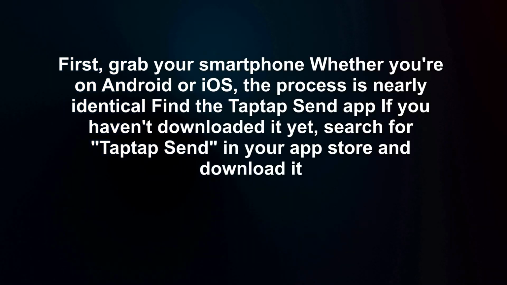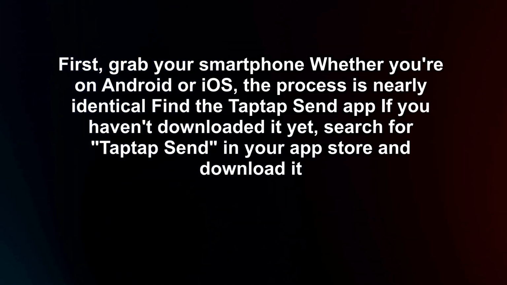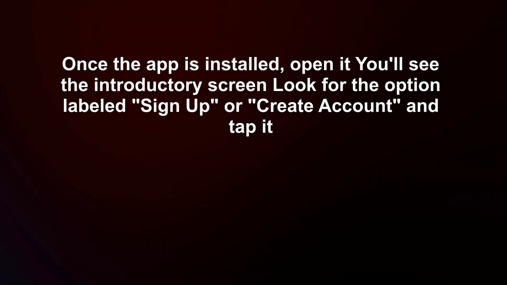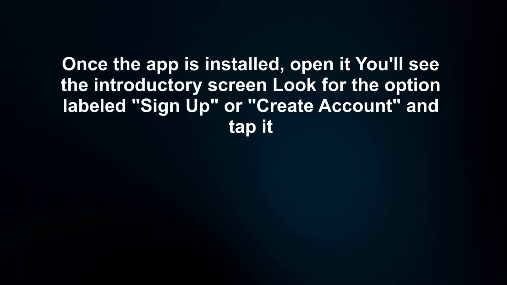Find the Taptap Send app if you haven't downloaded it yet. Search for Taptap Send in your app store and download it. Once the app is installed, open it. You'll see the introductory screen. Look for the option labeled Sign Up or Create Account and tap it.